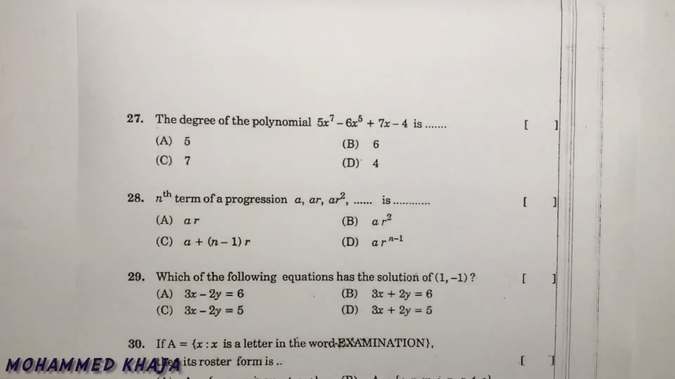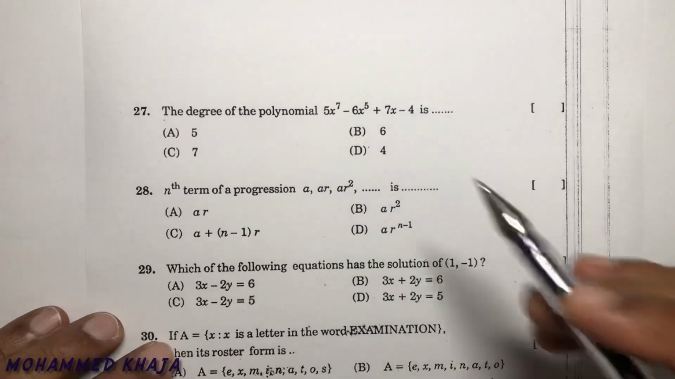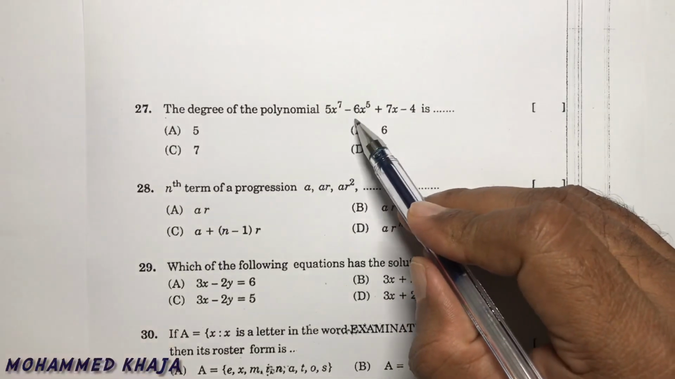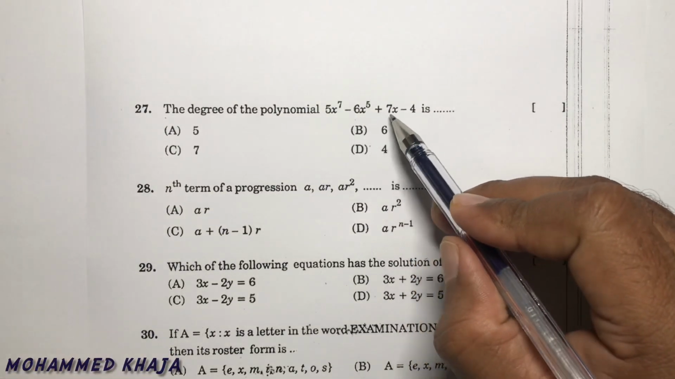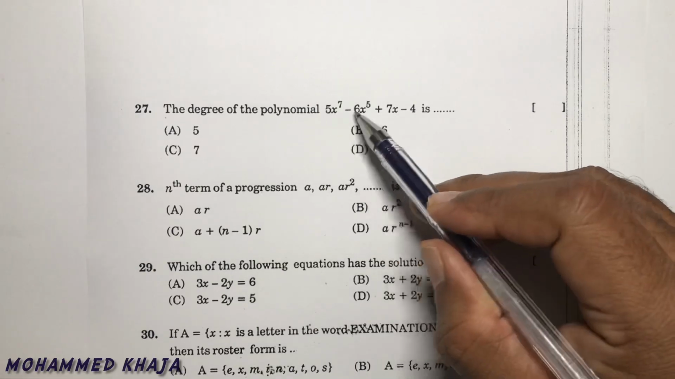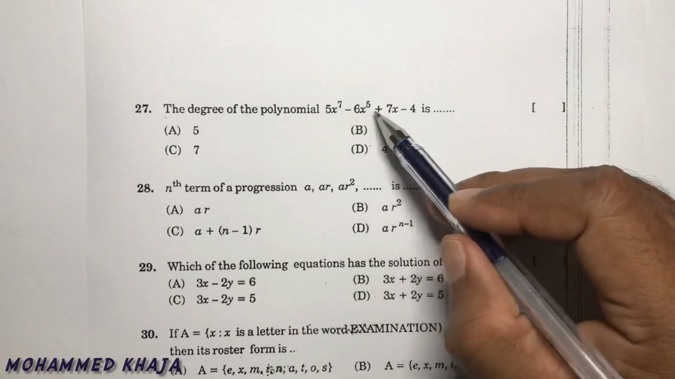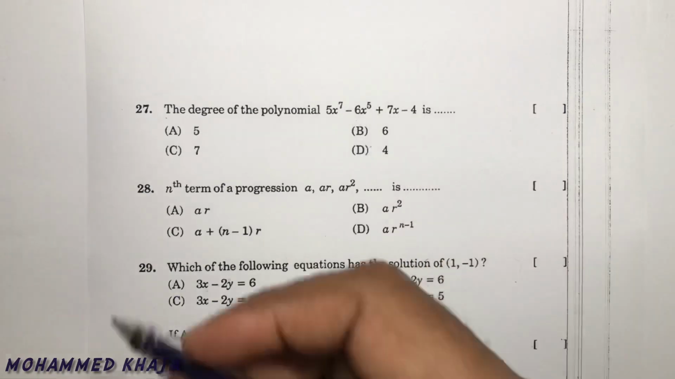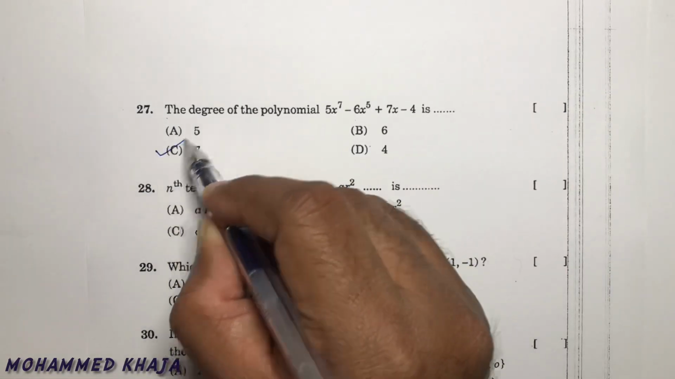The degree of the polynomial 5x^7 minus 6x^5 plus 7x minus 4. In this, the highest power of the variable is 7. Here 5, here 1. So the highest is 7, so that is the degree. So the correct option is C.